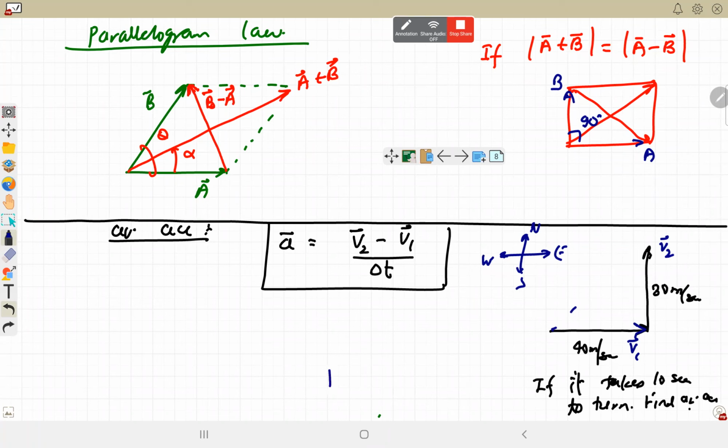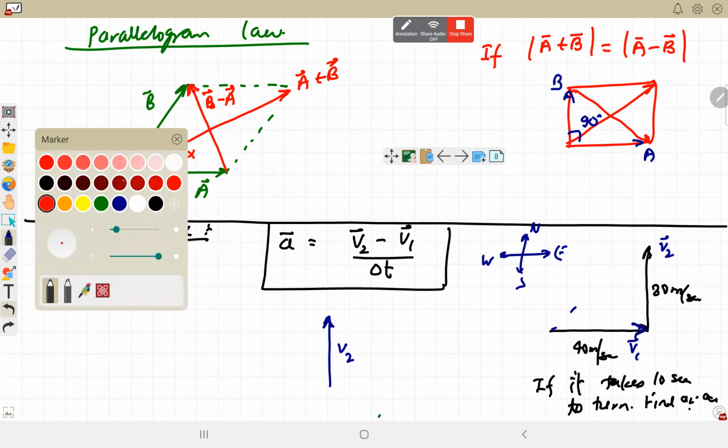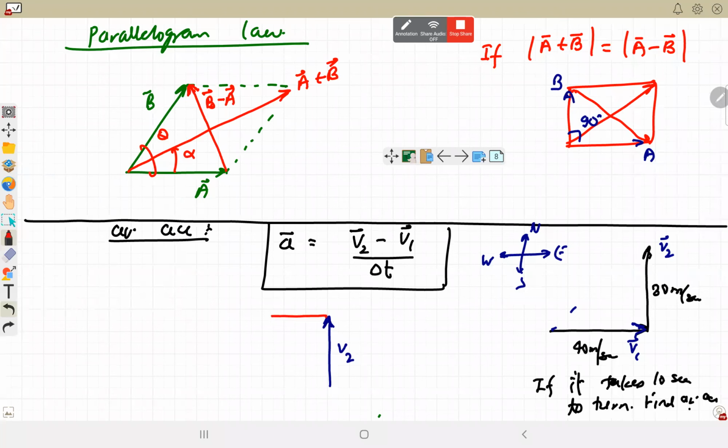So for v2 minus v1, first we will draw v2 as it is. For minus v1, we draw v1 in the opposite direction. So v1 is towards east, minus v1 will be towards west. And then we join them. So this vector represents vector v2 minus v1, which becomes the hypotenuse of this triangle.